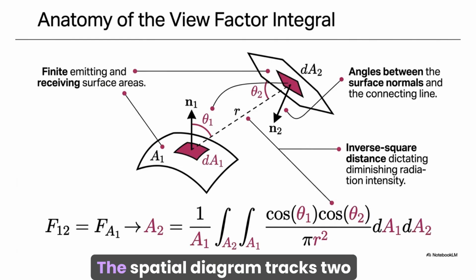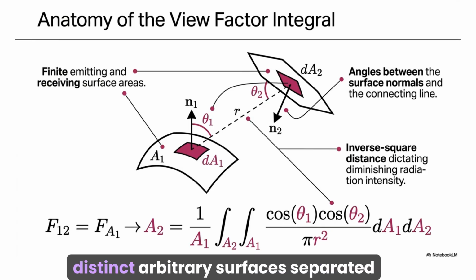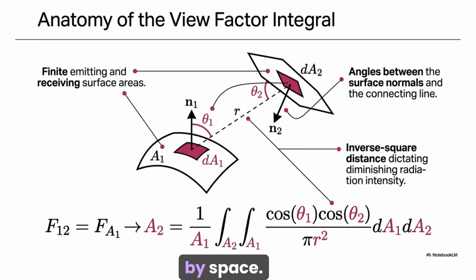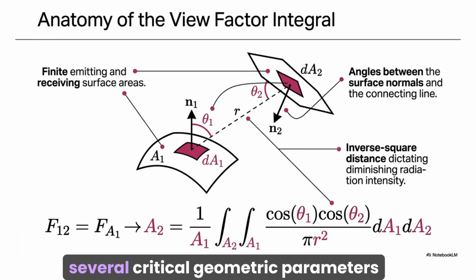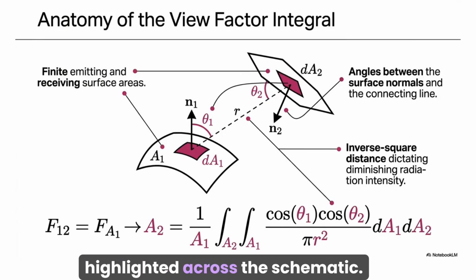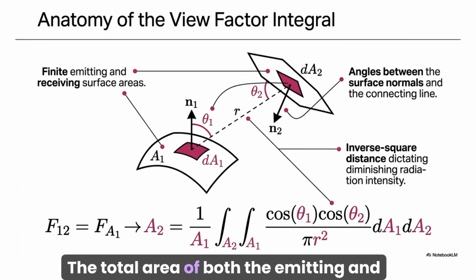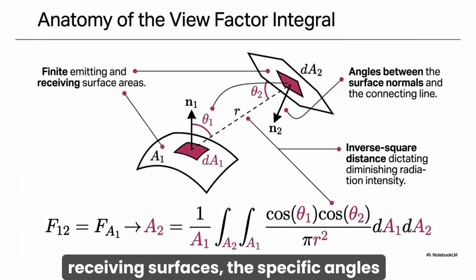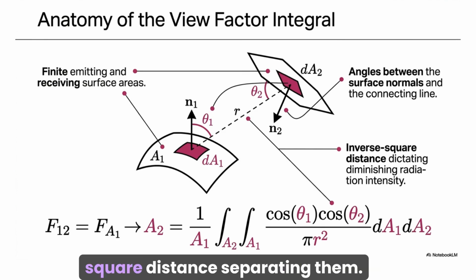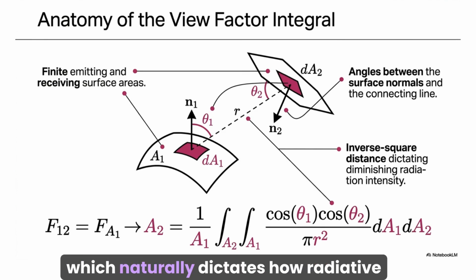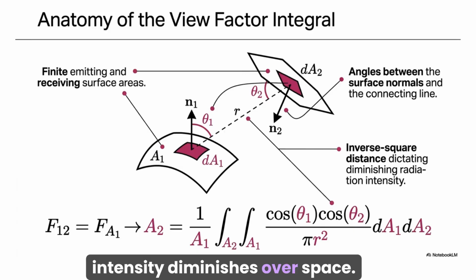To understand how we compute these fractions from a fundamental standpoint, we have to look at the calculus of spatial communication. The spatial diagram tracks 2 distinct, arbitrary surfaces separated by space. When tracking the energy exchange between them, we must account for several critical geometric parameters highlighted across the schematic: the total area of both the emitting and receiving surfaces, the specific angles formed between each surface's normal vector and their shared connecting baseline, and the inverse square distance separating them, which naturally dictates how radiative intensity diminishes over space.